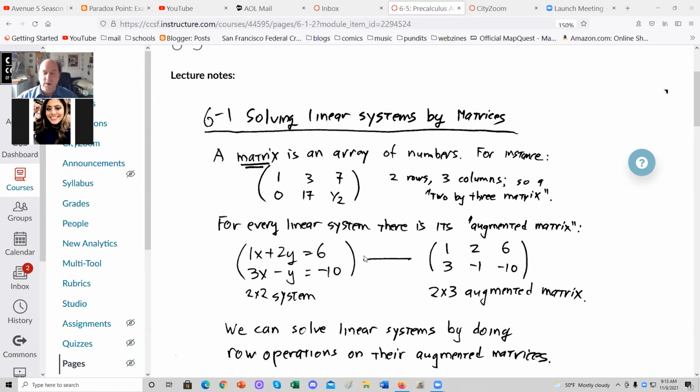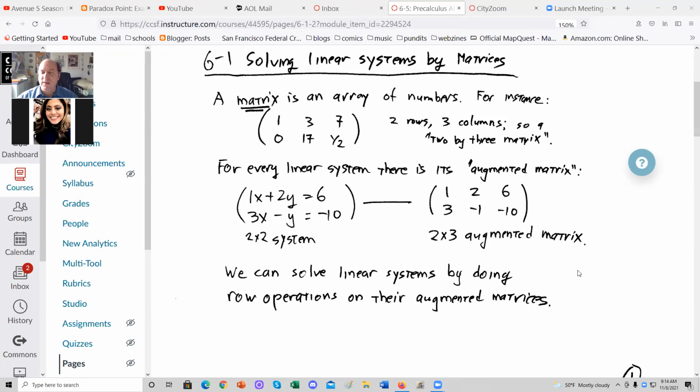So we put the numbers 1, 2, and 6 in the first row of the augmented matrix, and 3, -1, and -10 in the second row. Augmented because of this column 6, -10, referring to the numbers on the other side. This 1, 2, 3, -1 would be a 2 by 2 matrix called a coefficient matrix. We'll get to that later.